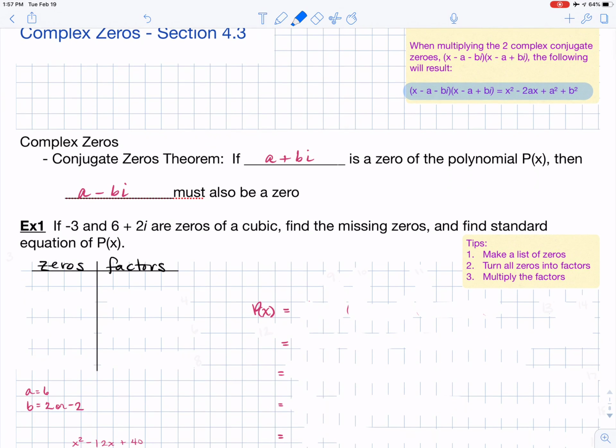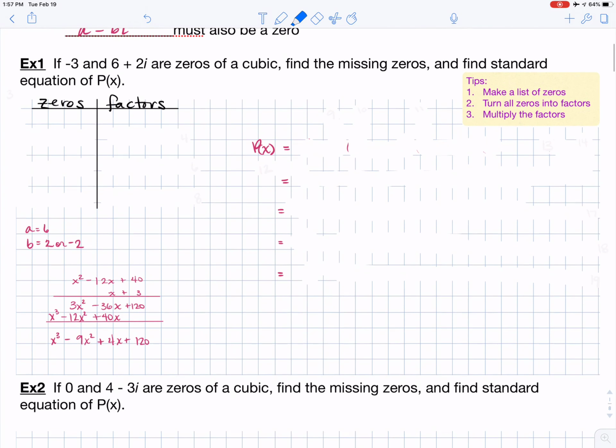All right, so let's look at an example. This says that if negative 3 and 6 plus 2i are zeros of a cubic, find the missing zeros. Now I'm going to stop right there. Look at the tips over on the side. First thing, it says to make a list of our zeros. So I automatically know that x equals negative 3 is going to be a 0.